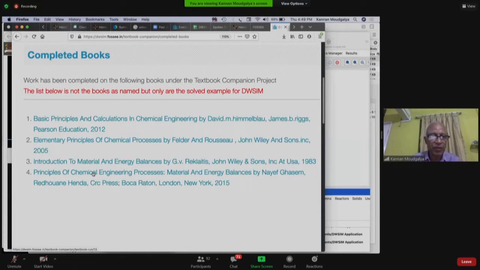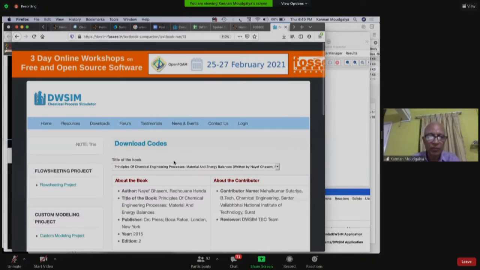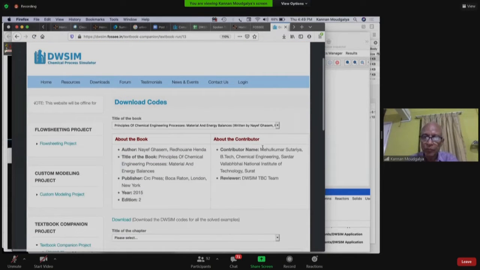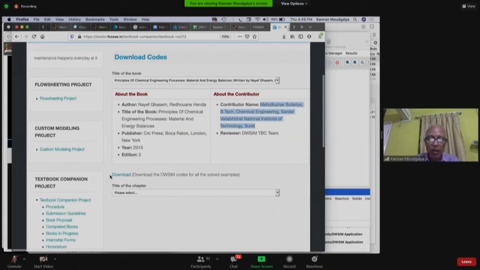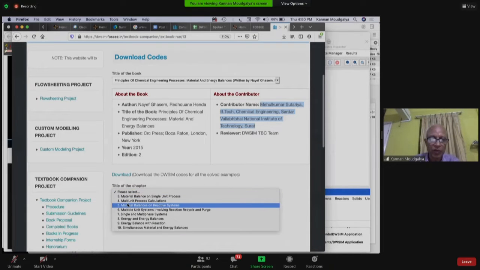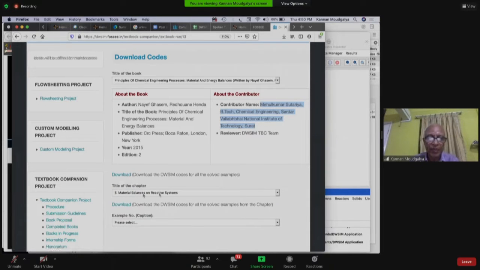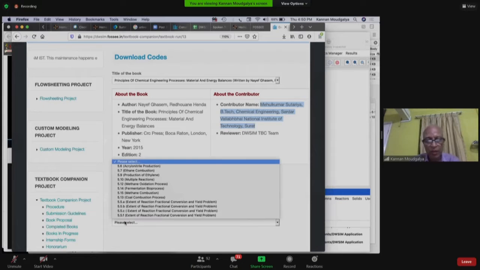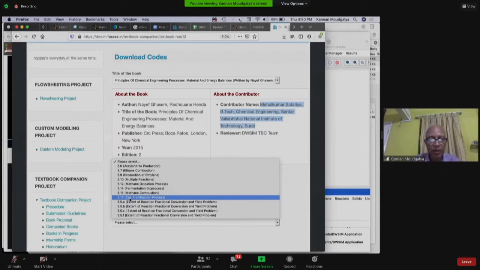So let's see if we take this. Some students would have written. For example, this was written by Mehal Kumar Sutaria, BTech Chemical Engineering, SVNIT, Surat. Okay. And you can download the DWSIM code for all the solved examples. You can, of course, do it for only one chapter. This is material balances on reactive systems. So you can download DWSIM code only for this chapter. And in that chapter, there are many examples.